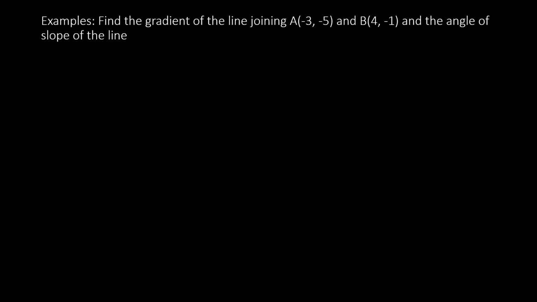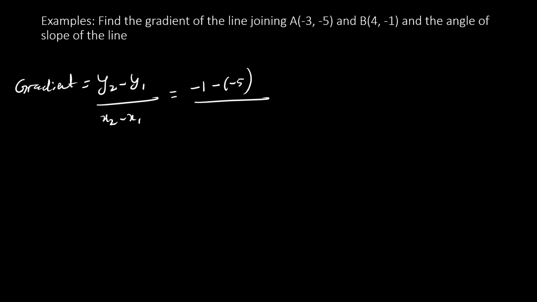This is another example, just like the one we had in the previous example. Find the gradient of the line joining A (-3, -5) and B (4, -1), and the angle of slope of the line. We have gradient as usual to be y2 minus y1 over x2 minus x1. And then we have y2 to be -1 minus -5, and x2 to be 4 minus -3. So this is going to be equal to 4 divided by 7. This is the slope, 4 over 7. Let's just leave it like this. You can convert this to decimal form.